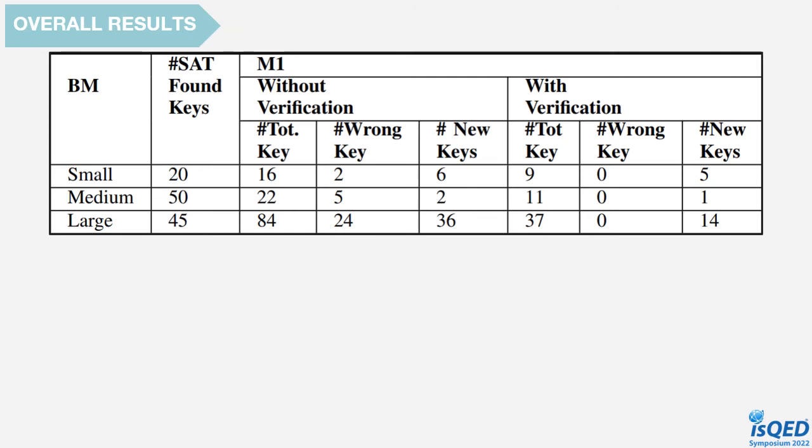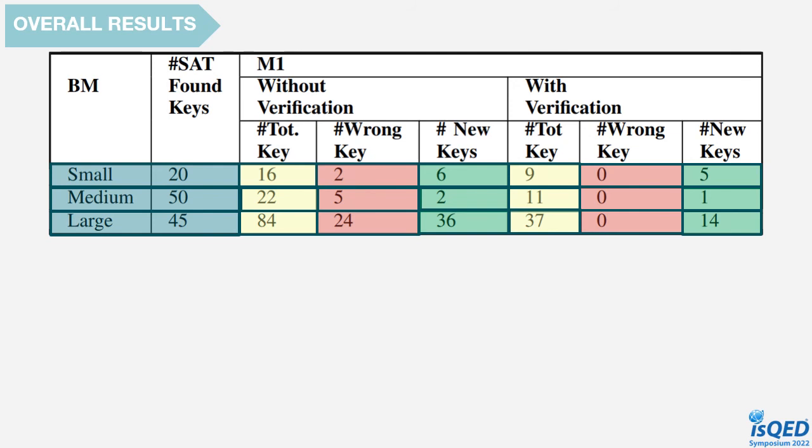To see the overall result, we will first investigate method M1, where SAT keys are not fixed. For small, a total of 16 keys are found, and out of them 2 were wrong. The new keys can be understood as SAT found keys minus total keys, so 6 new keys are found. With verification, a total of 9 keys are found and none of them is wrong, and 5 are the new keys. Now the number of keys can be seen for medium and large also.